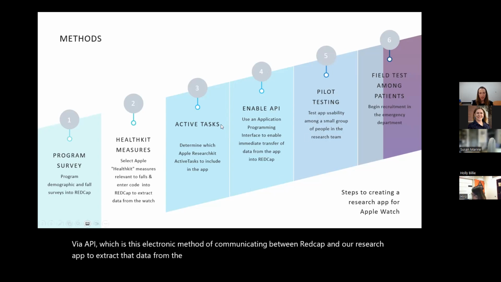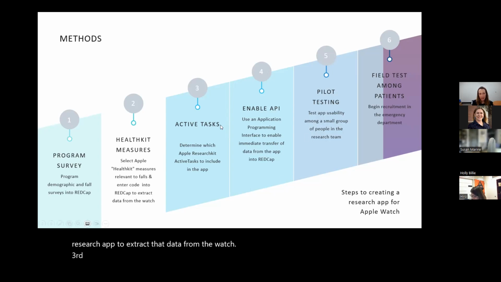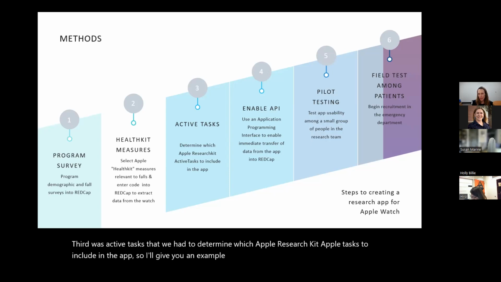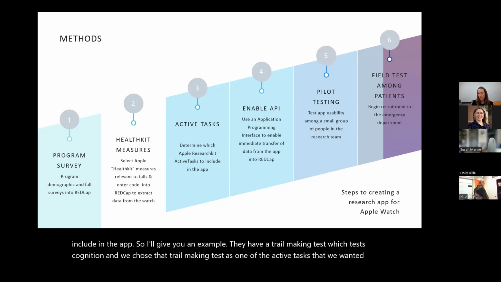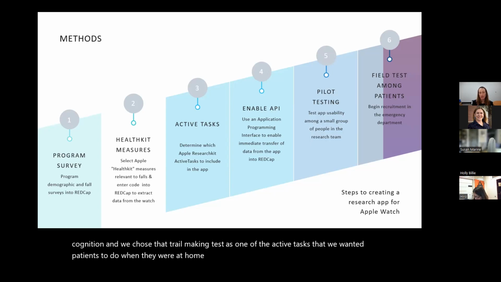Third was active tasks. So we had to determine which Apple ResearchKit tasks to include in the app. So I'll give you an example. They have a trail making test, which tests cognition. And we chose that trail making test as one of the active tasks that we wanted patients to do when they were at home on this iPhone device that we provided them.